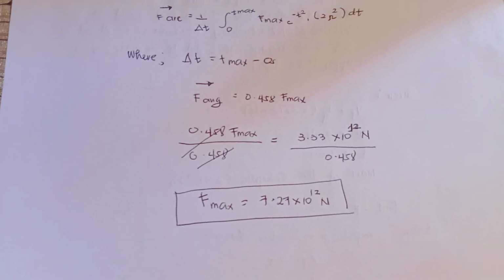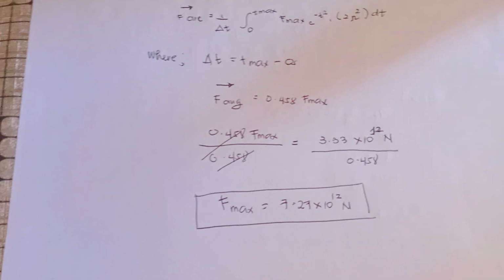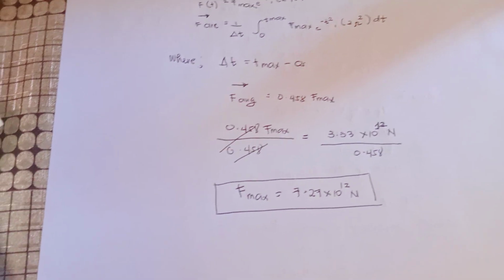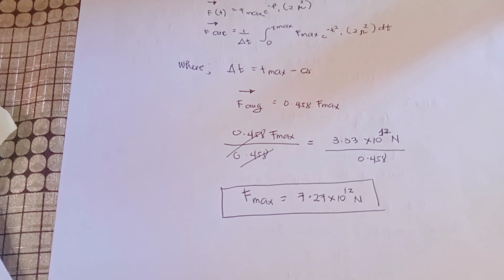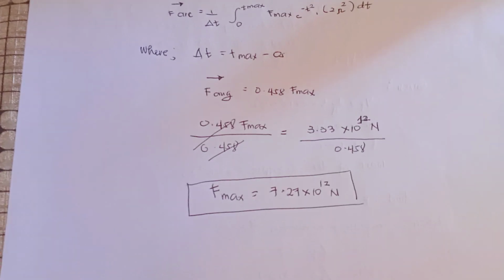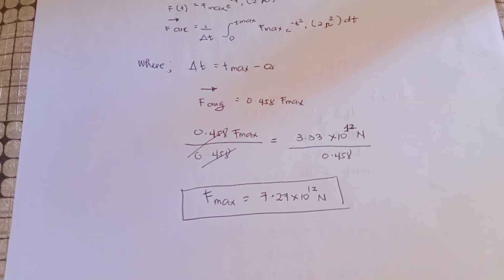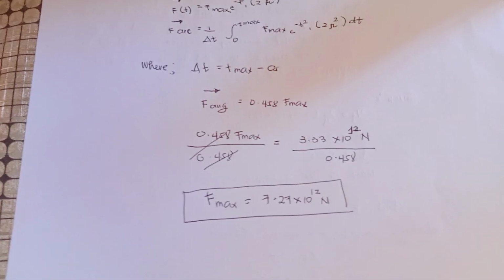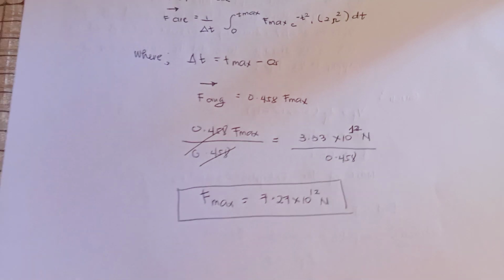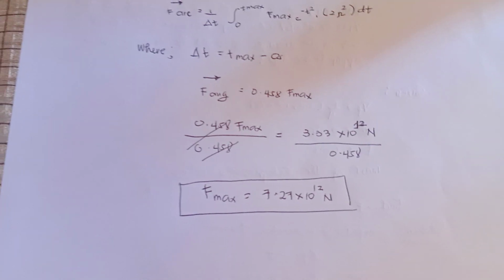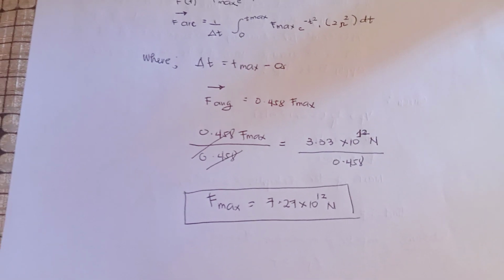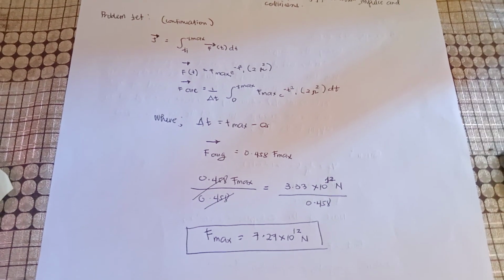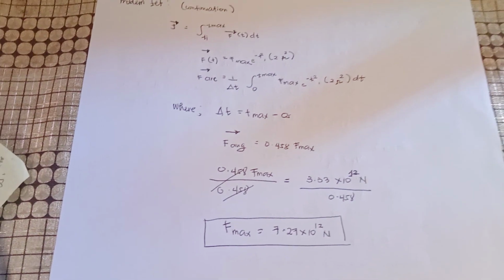So that is our average force. Then the 0.458 is for our maximum force. So our maximum force is 7.27 times 10 to the 12th power Newton. So that is our final answer for the maximum force.